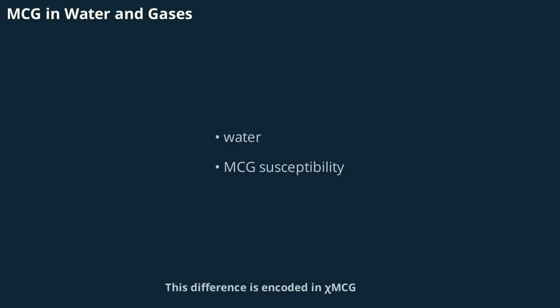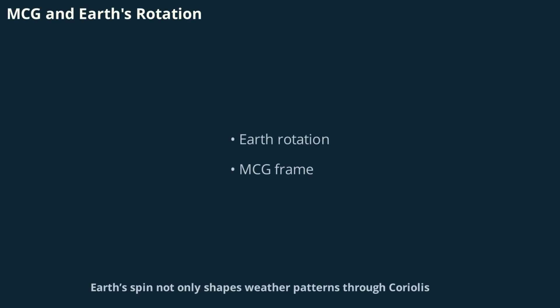This difference is encoded in chi-MCG, allowing MCG to mathematically express the intuition that water is dense in Casimir flow, while its constituent gases are nearly weightless. Earth's spin not only shapes weather patterns through Coriolis forces, but also imprints on the vacuum field in MCG. As jet streams, ocean currents, and storm belts move, they continuously resculpt UC, creating a subtle MCG frame that can be slightly offset from the pure Einsteinian frame. Over time, this could lead to tiny corrections in Earth's rotational dynamics, all sourced by the structured vacuum.